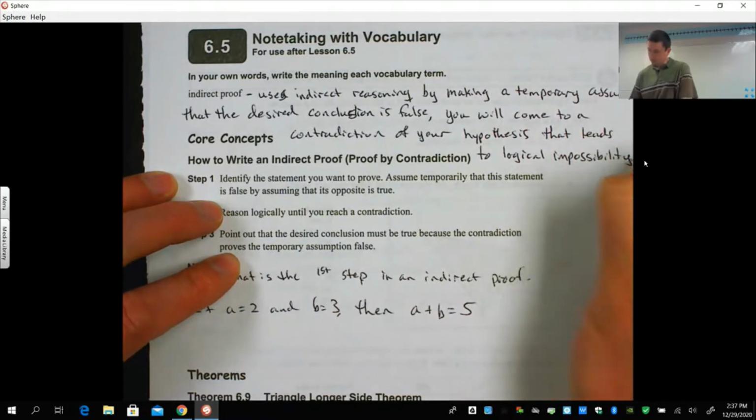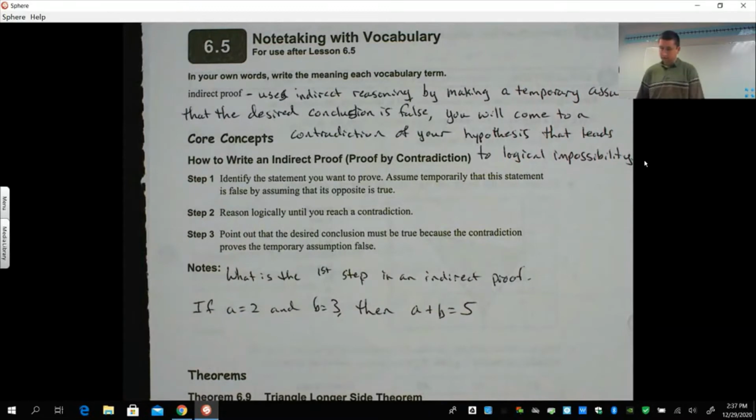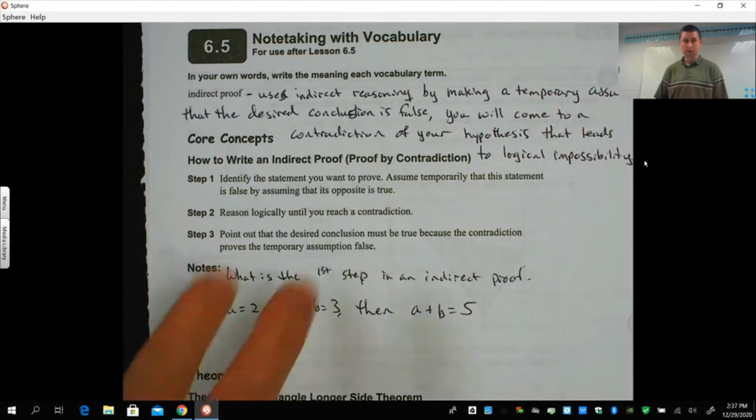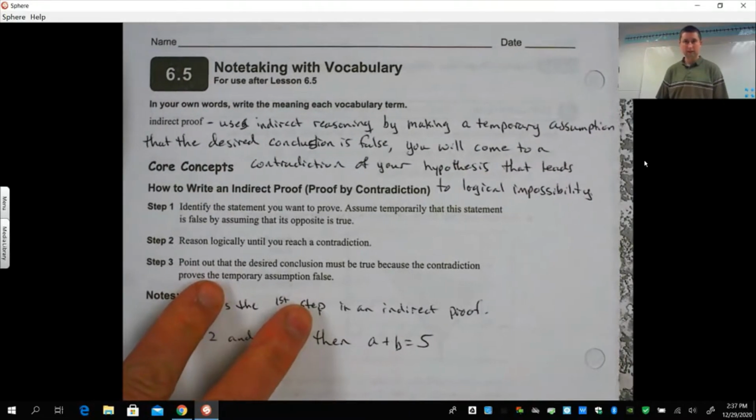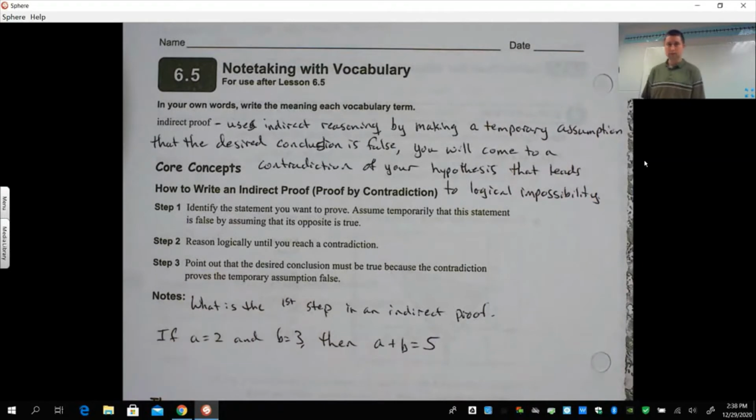Big definition. It uses indirect reasoning by making a temporary assumption that the desired conclusion is false. You will come to a contradiction of your hypothesis that leads to a logical impossibility. This end state proves that your assumption is wrong and the original statement has to be true. Okay?